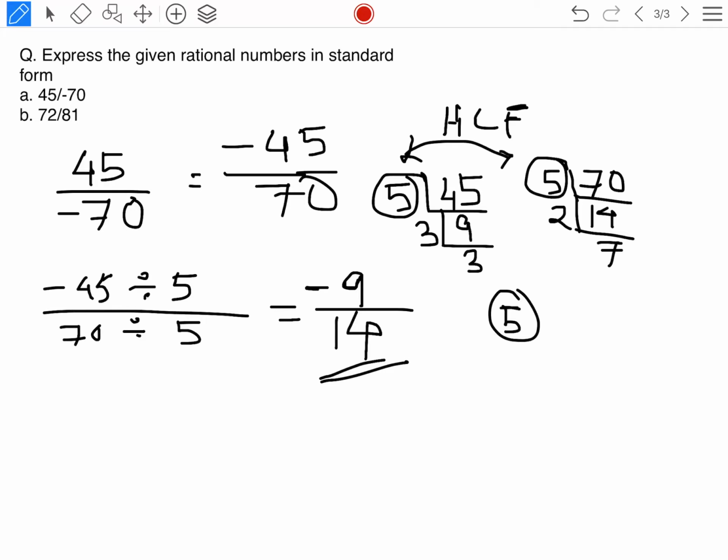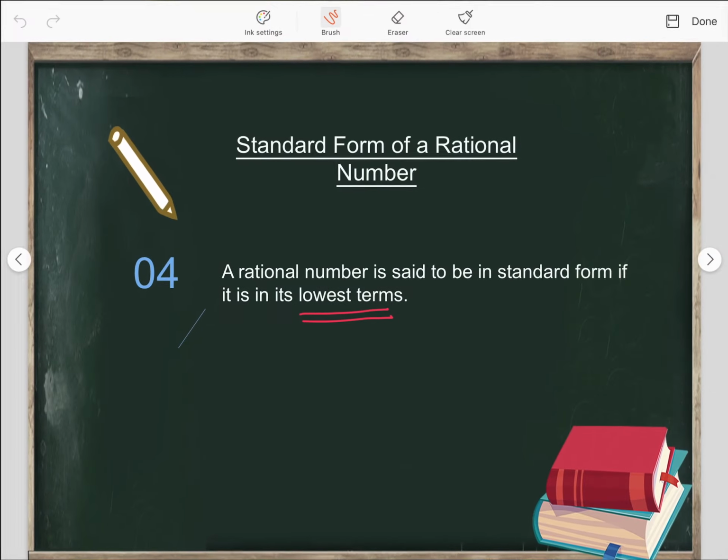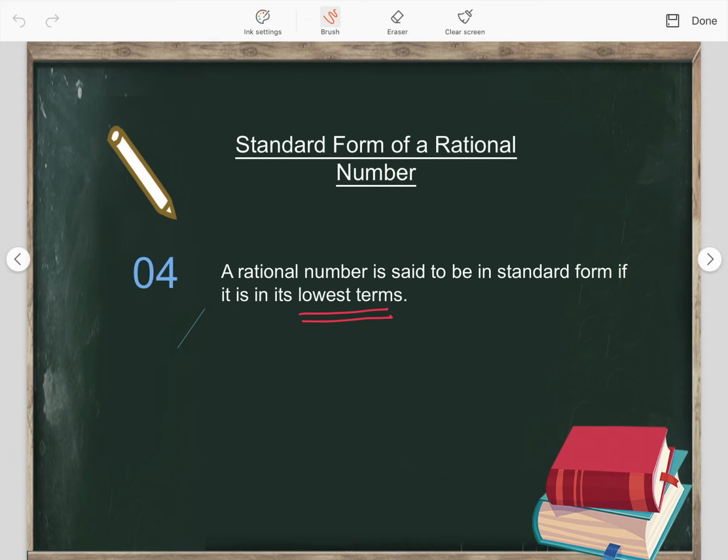Understood? If you are a little bit confused, you can repeat the video, you'll understand. We need to find the HCF of the numerator and denominator. Then we will divide the numerator and denominator by the HCF. Understood? Okay. So this is about standard form.